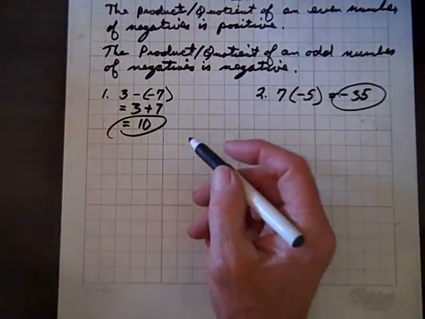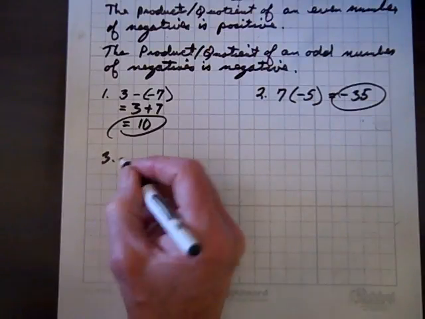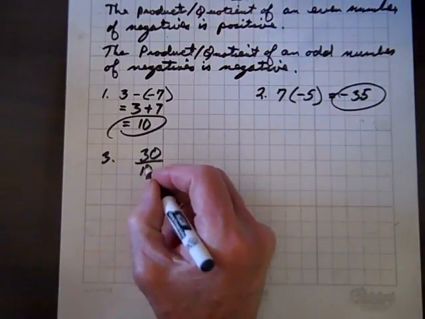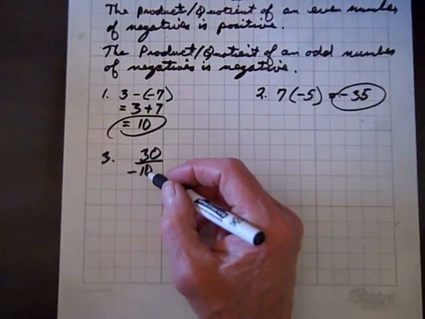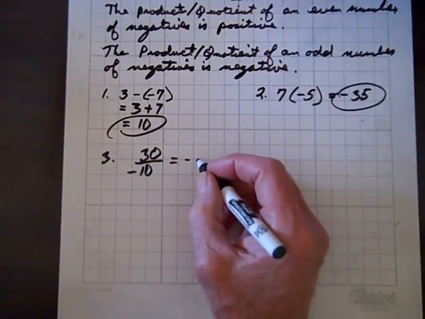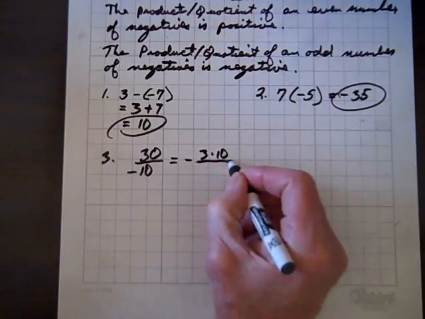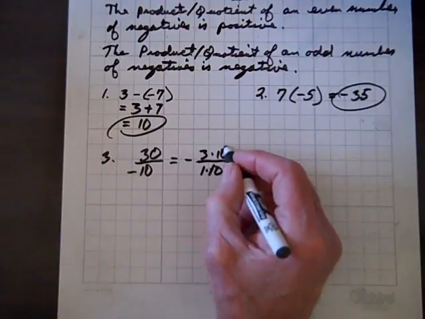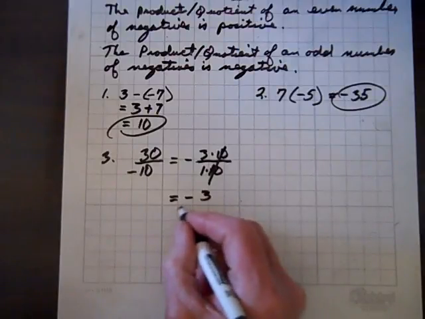Let's do a couple more. By the way, these are from section 0.1. And here's another one, number 3. Let's see. 30 divided by negative 10. Well, this is a quotient, and we have an odd number of negatives, so we know it's going to be negative. And now we know that that's 3 times 10 over 1 times 10. So the 10's divide out, and we get negative 3 over 1, which is negative 3.